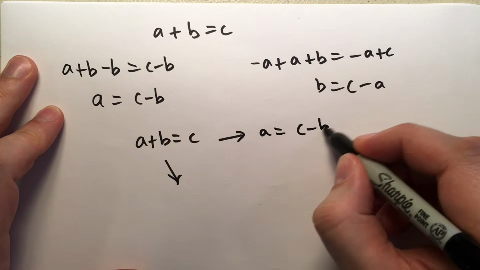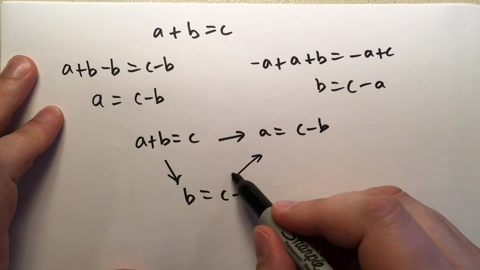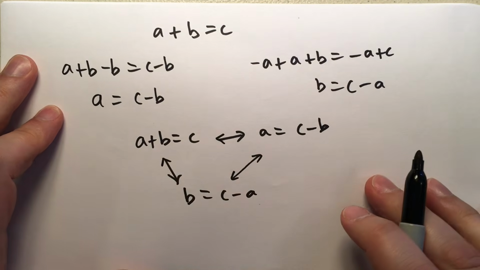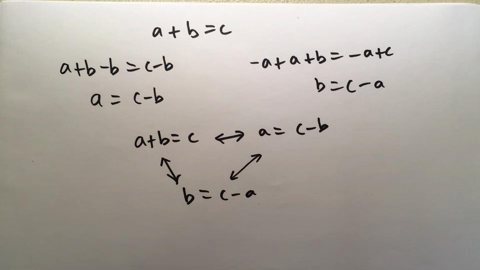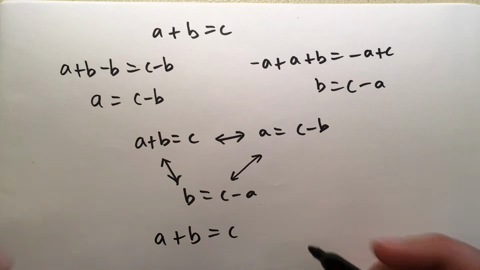a equals c minus b, or b equals c minus a. And these two can go that direction. You can go back and forth in some sort of triangle. Okay. And a better way to look at this is to consider a plus b equals c.